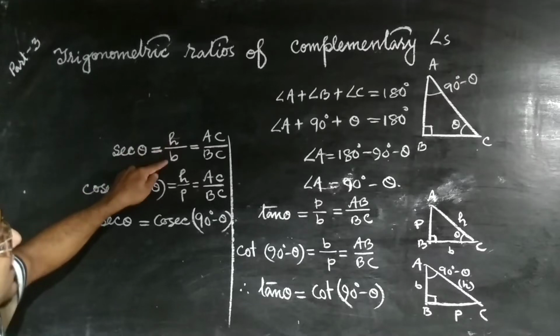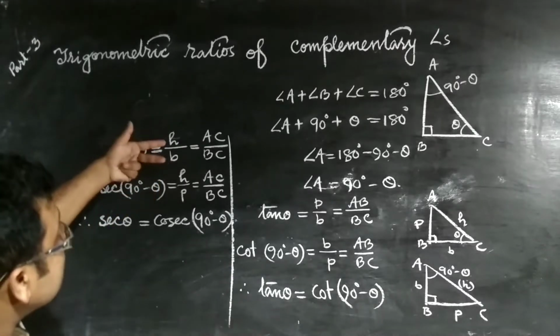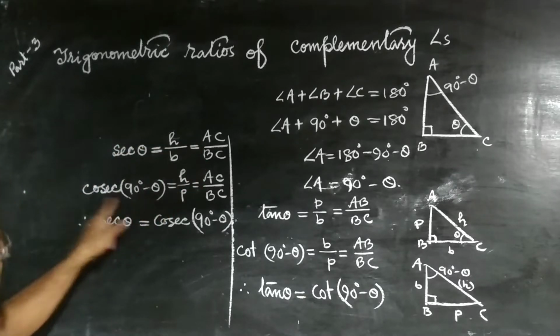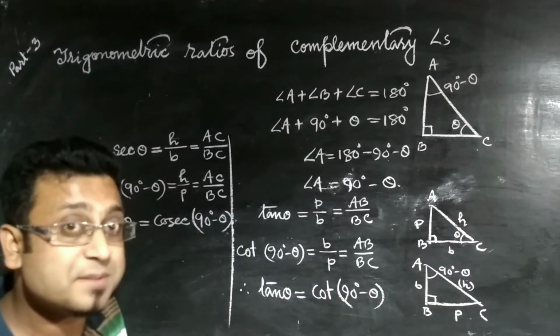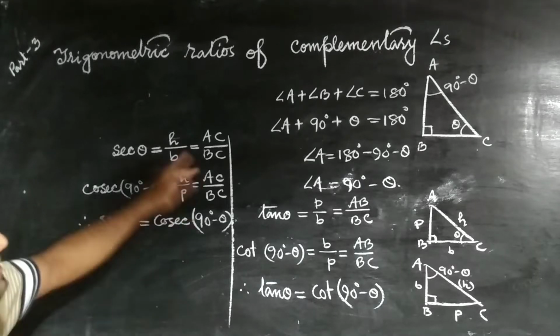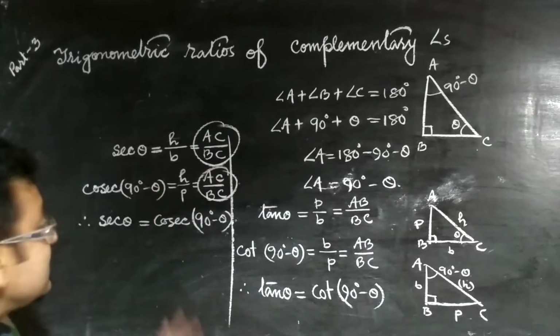So we have written h by b. Cos it was in the reverse order here, so we have to write in the reverse order. We got AC by BC. And if I take cosec of 90 minus theta from this triangle, cosec is the opposite of sine, h by p, you got AC by BC. So since these two are same, we got sec theta is cosec 90 minus theta.